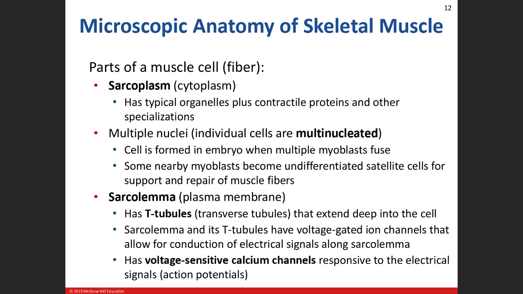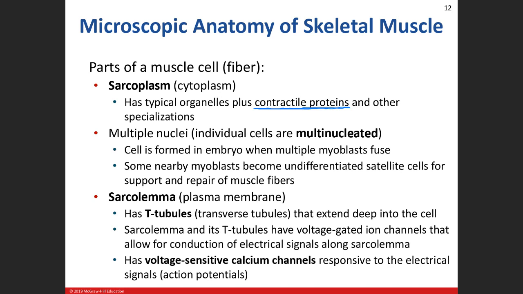Well, in addition to the organelles, in a muscle cell this is where the contractile proteins are. When we talk about cross-bridging and how we create a muscle contraction, when you hear me talking about the contractile proteins, which are actin and myosin, those proteins are located in the sarcoplasm, which is the cell cytoplasm of a muscle cell.